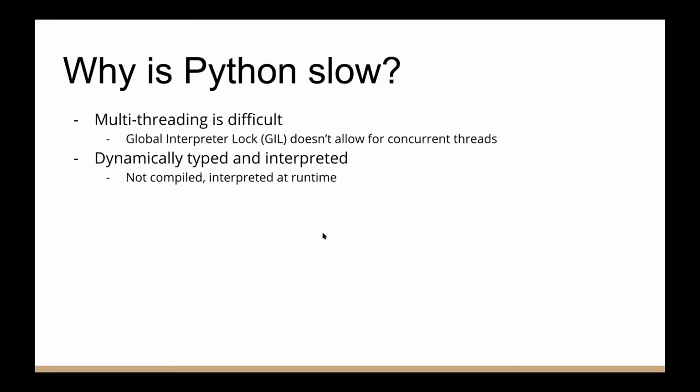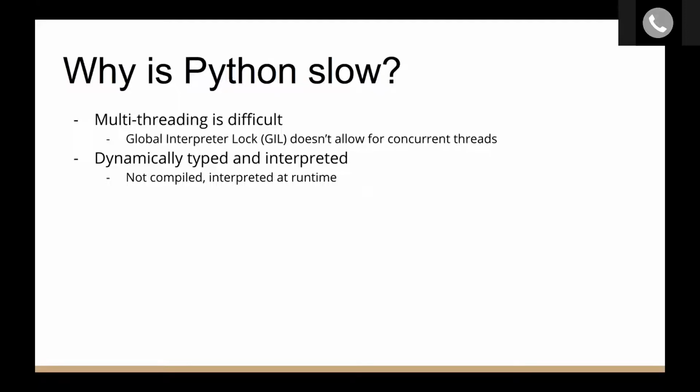So why is Python slow? In Python, multi-threading is difficult, and this is due to the global interpreter lock that doesn't allow for concurrent threads. So I don't think you truly can even really get true concurrency in Python. You can get close and you can play around with it, but multi-threading is not there as a concept as it is in other languages.